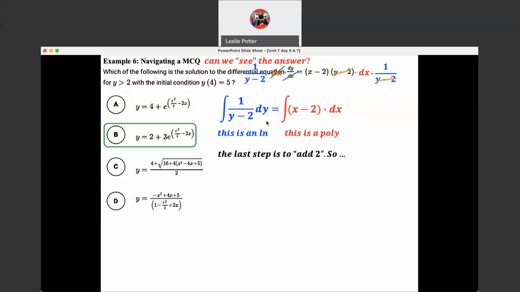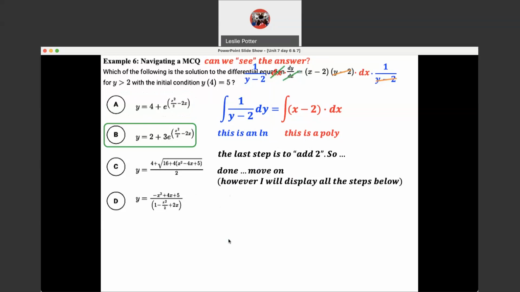So just in the separation step, if we can look ahead without going through the steps, we can usually narrow down the answer on these types of questions, which is kind of cool. It's a big time saving. All right, so if you want to see the steps, go ahead and keep tuning in. If you don't, you can fast forward to the last example.